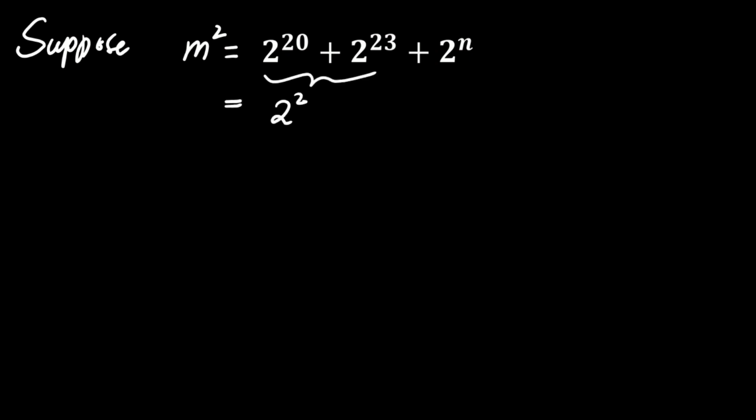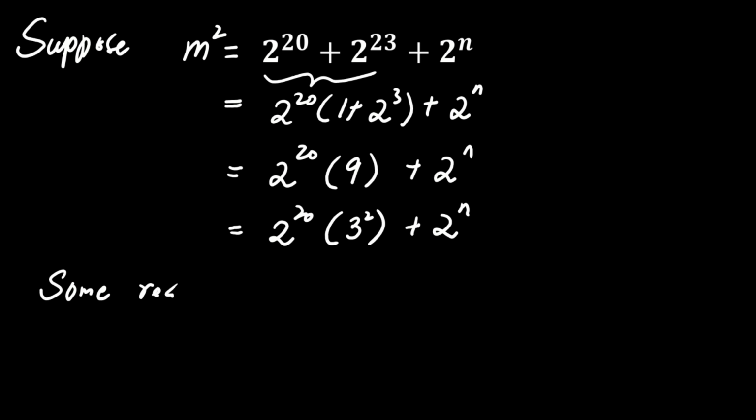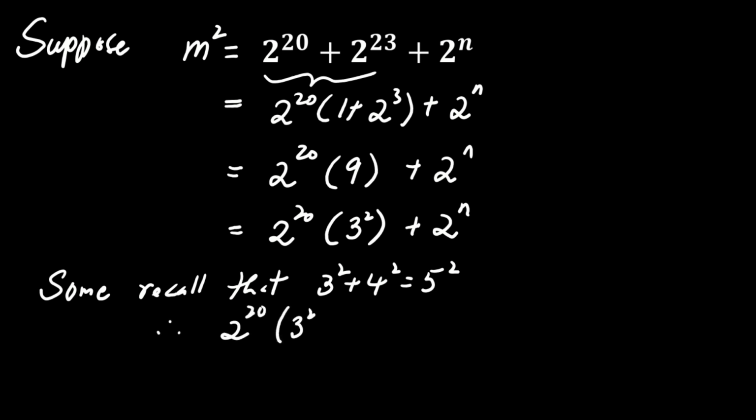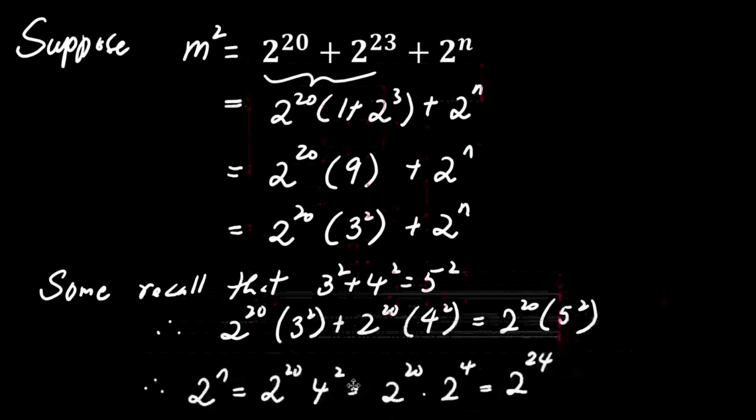Factor out the common exponent. We notice that 2 to the power of 20 can be factored out from the first two terms. This leaves us 2 to the power of 20 multiplied with 9 plus 2 to the power of n. We recognize that 9 is 3 squared. Some of you may recall that 3 squared plus 4 squared equals 5 squared, thanks to our old friend, the Pythagoras theorem. Then multiply each term by 2 to the power of 20 and compare the terms. We obtain 2 to the power of n is 2 to the power of 24, and hence n is 24.